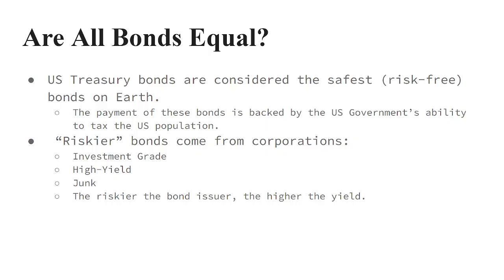Second up would be from corporations. A different corporation is going to have a different bond rating. A blue chip stock like Apple is going to have a better credit rating than, say, a penny stock. So that's what you have to be careful for when you're looking at different bonds. They go from investment grade to high yield to junk. And then again, the riskier the bond issuer, the higher the yield.